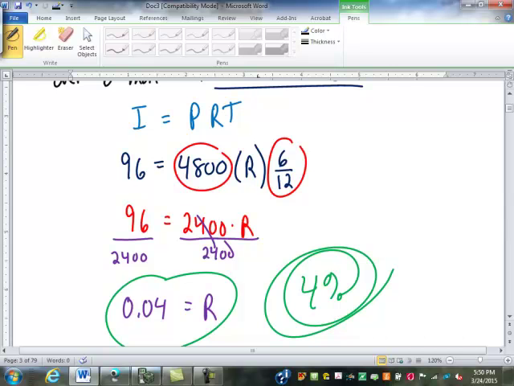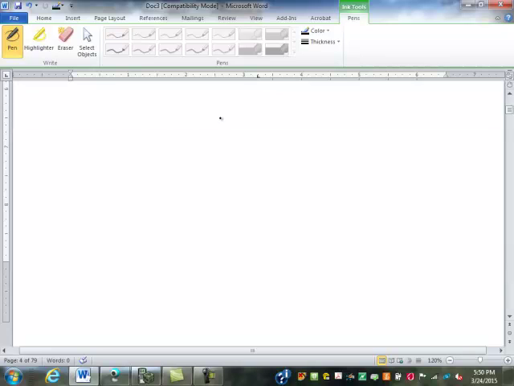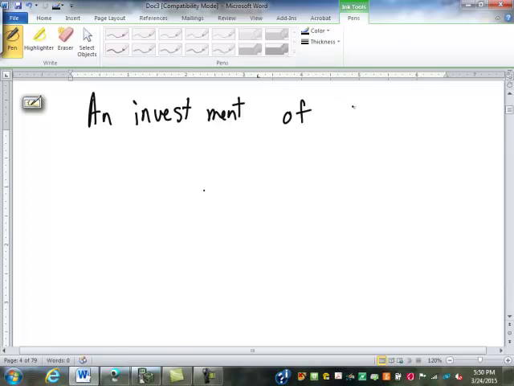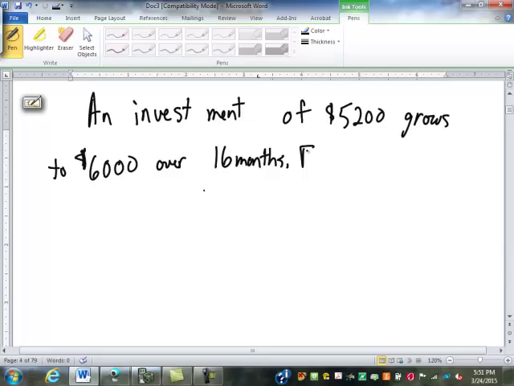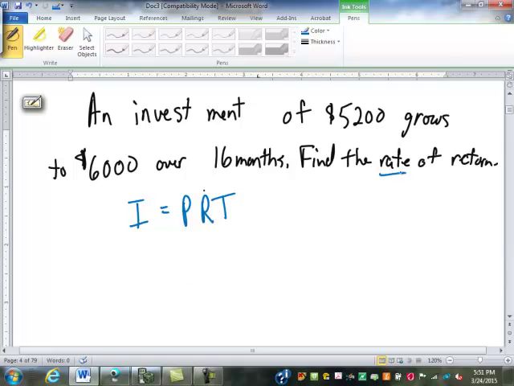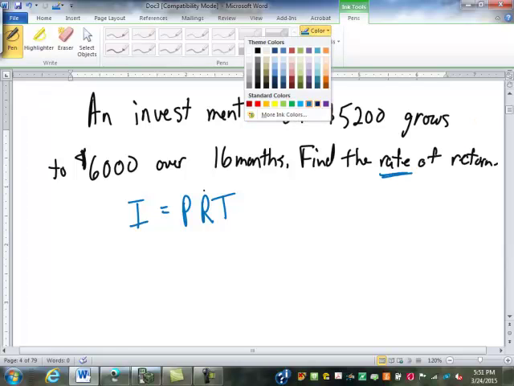Let's do a couple more examples of those. I don't know why there's a huge space in the middle of that, but pretend there isn't. An investment of $5,200 grows to $6,000 over 16 months. Find the rate of return. In other words, find the rate. Rate of return is just a fancy way of saying rate. That's me throwing in fancy words to confuse you.